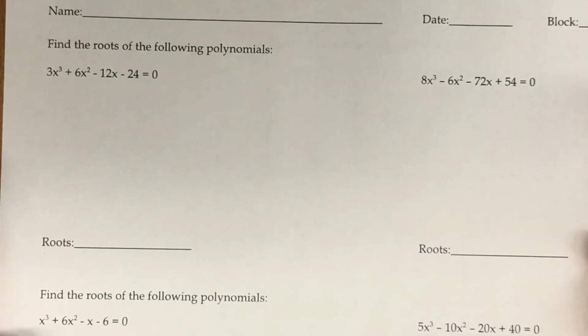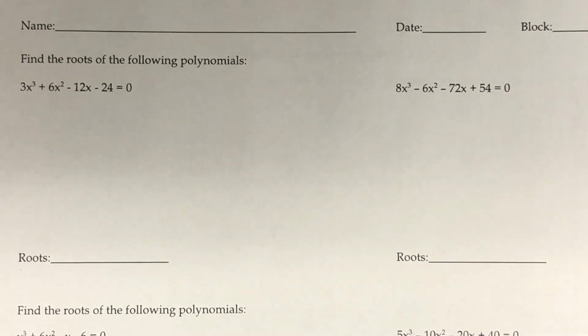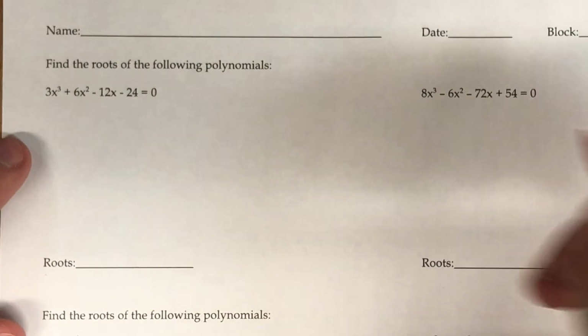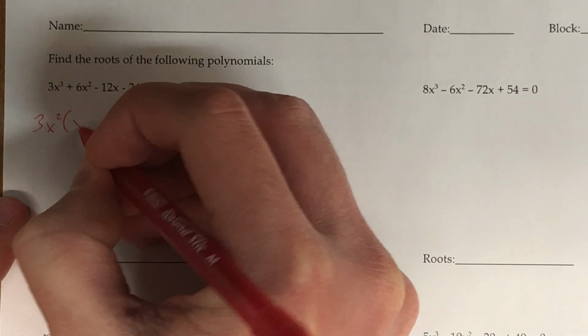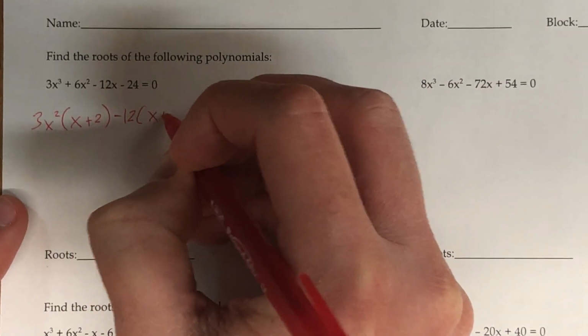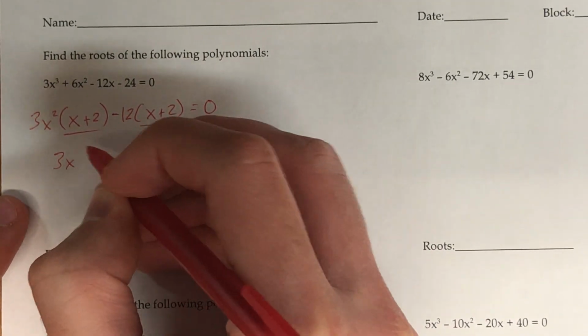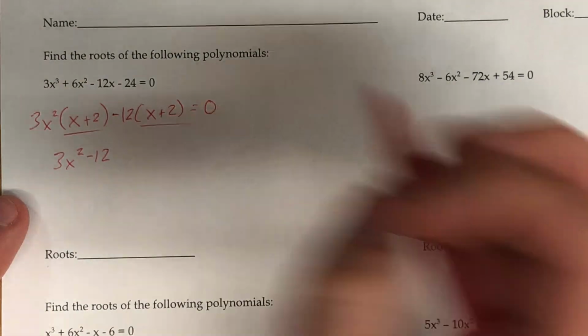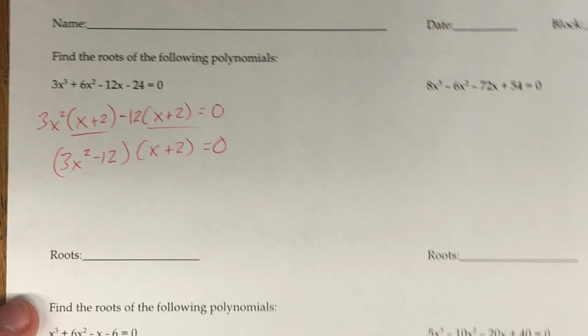Okay. All right. We have 2 more problems here. So why don't you pause the video, give those a try, and then we'll check back in and go through them. Okay, we're back. Let's run through these real quick. So GCF here would be 3x squared. Remaining would be x plus 2. Then we have negative 12 and x plus 2. So that checks out. They're the same. So 3x squared minus 12 times x plus 2 equals 0.